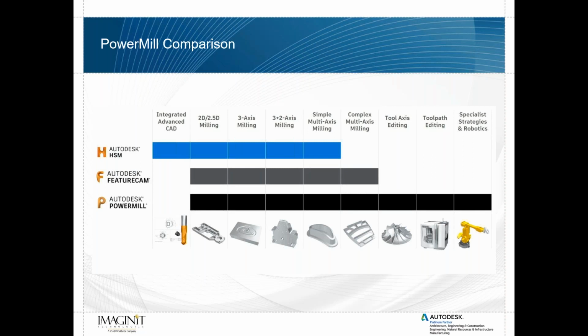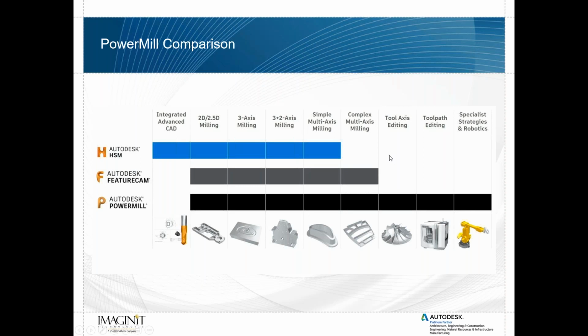FeatureCAM and PowerMill right now are standalone softwares, which means if you're not using Inventor, maybe you're using SolidWorks or Creo or CATIA, whatever platform you're coming from, you can just import your model in as a solid body. So a STEP file, an IGES file. Once it's in FeatureCAM or PowerMill, then you can add in these toolpaths.